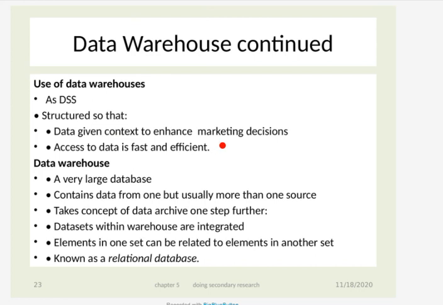Okay. Uses of a data warehouse, as we see, as a decision support system, it is given to enhance marketing decisions. We said before, access to data is fast and efficient, and these are characteristics. A very large database contains data from more than one source. Take the data archive one step further, bigger than the data archive. The data set within the warehouse is integrated. All of this we already said, known as a relational database.